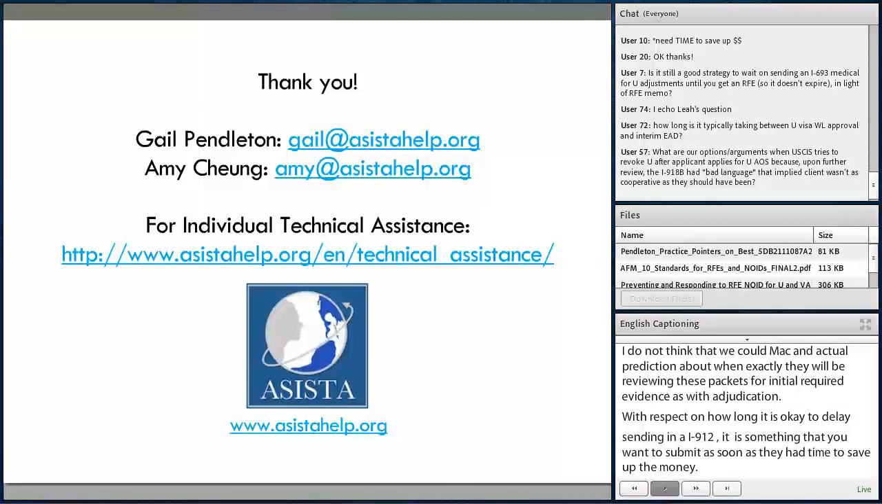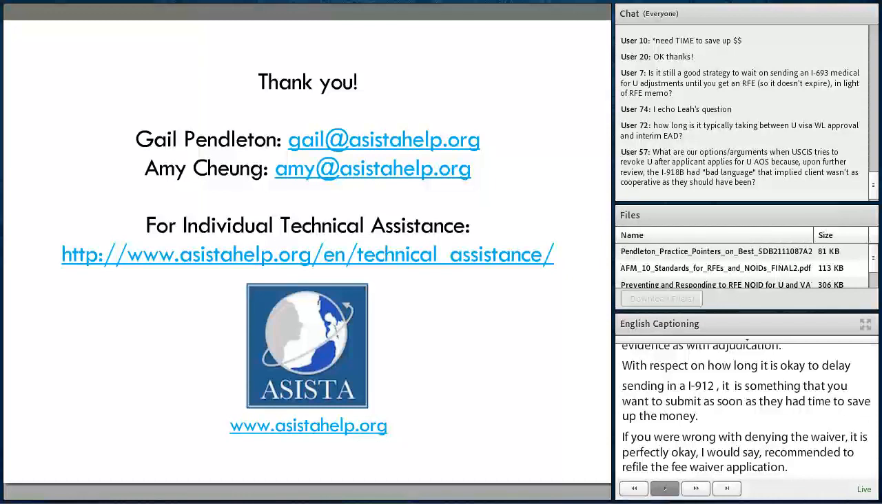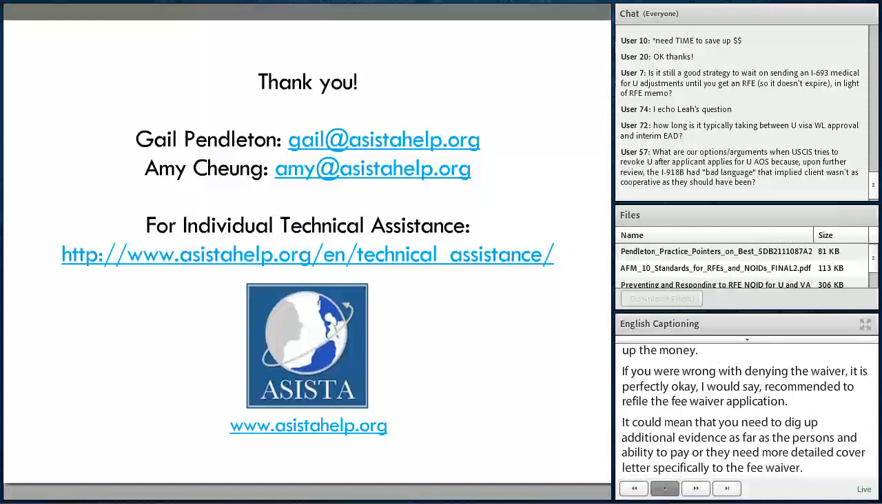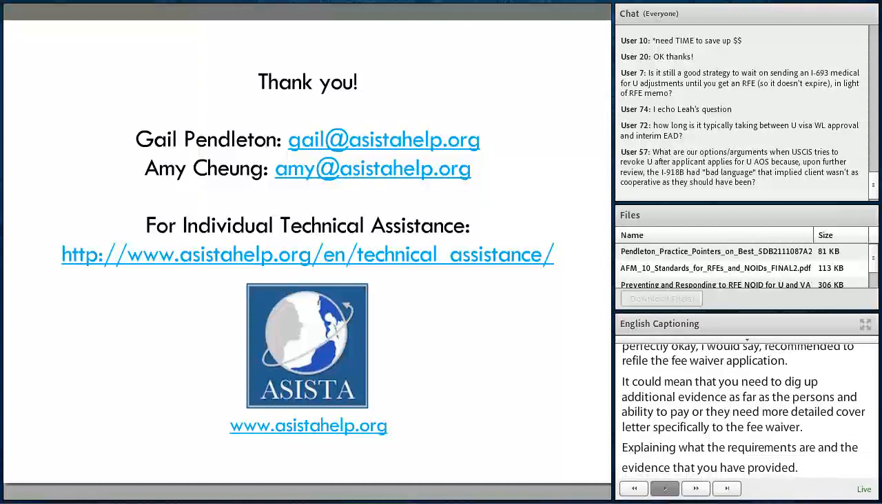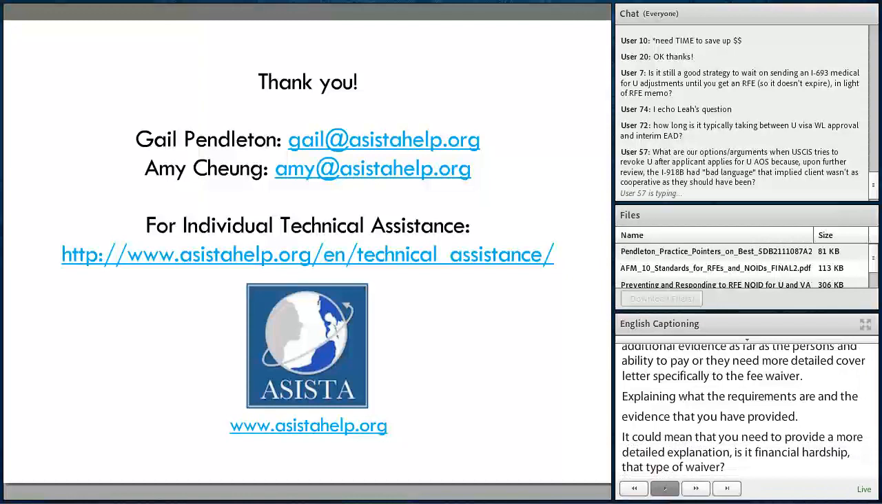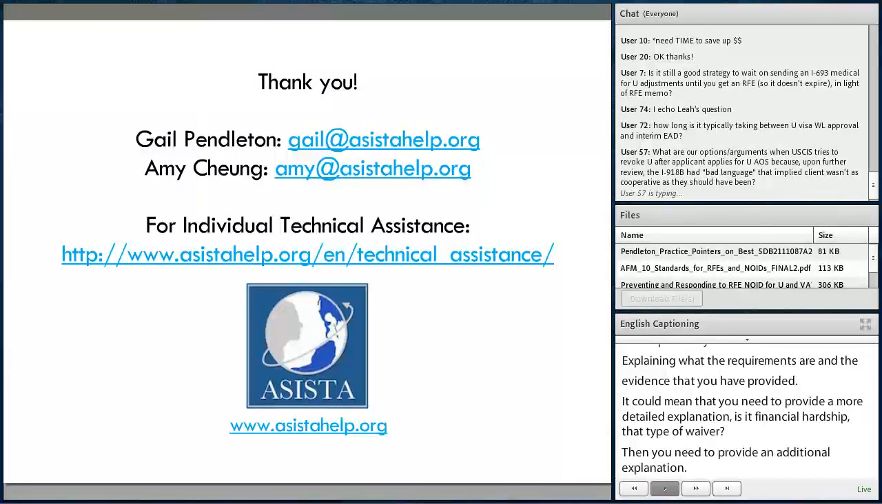The other thing I would say is that if you think they were actually wrong in denying the fee waiver, it's perfectly okay, and I would say recommended, to refile the fee waiver application. It could mean that you need to dig up additional evidence of the person's inability to pay. It could mean a more detailed cover letter specific to the fee waiver, explaining the requirements and the evidence you've provided. Or if it's a financial hardship-based waiver, you may need to provide additional explanation in the little paragraph box.